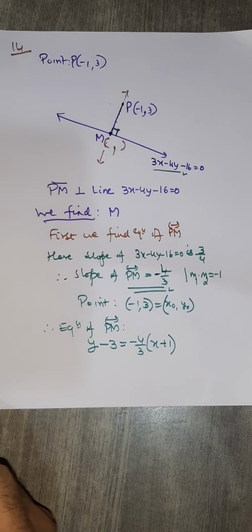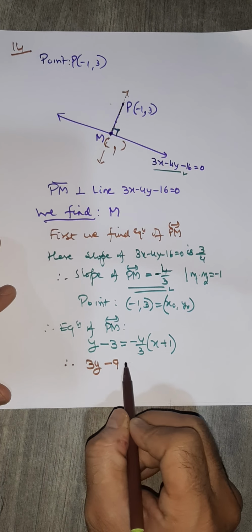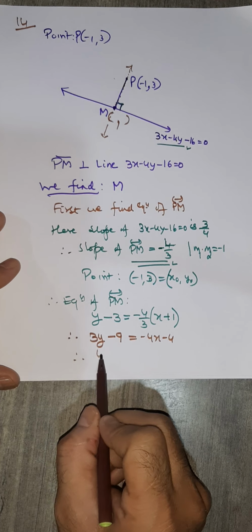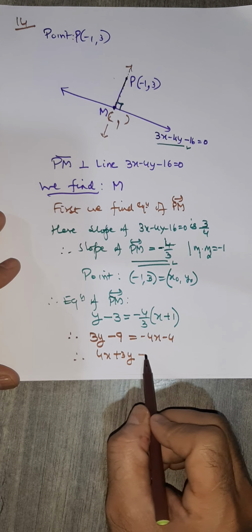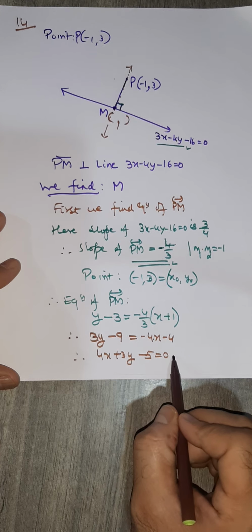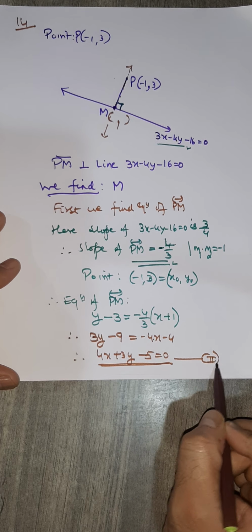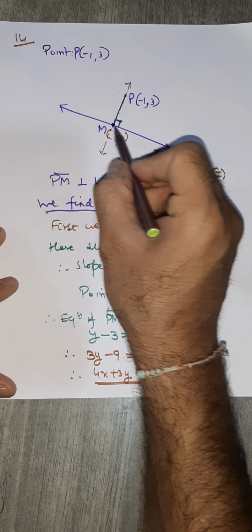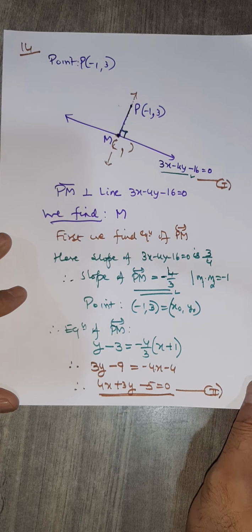Okay, fine. Now we simplify this. So 3y minus 9 equals minus 4x minus 4. So we'll get 4x plus 3y minus 5 equals 0. 4x plus 3y minus 5 equals 0. This is the equation of PM. Call this as 2. Call the given line as 1. Now what will we do? You have these two lines. To get this, we solve these two equations. Which two equations?